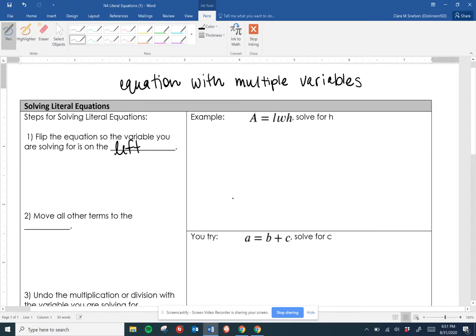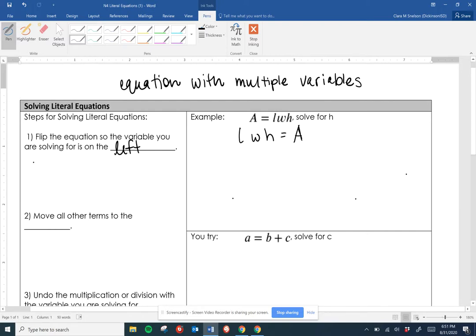As you can see over here in example 1, it says A equals LWH, which, as you probably know, is the formula for area. Area equals length times width times height. And they want us to solve for H. Well, I want my H in that case to be on the left side. So all I'm going to do is rewrite that LWH equals A. I didn't change anything. I just switched the order of those. And I can do that because of the commutative property.